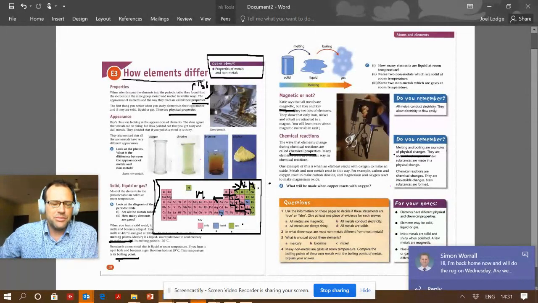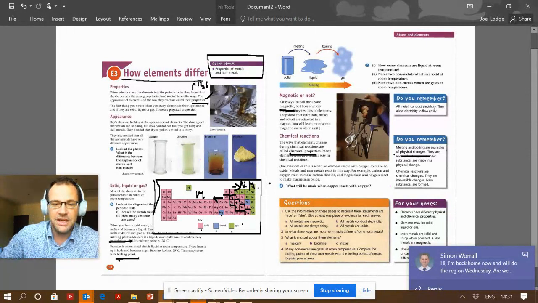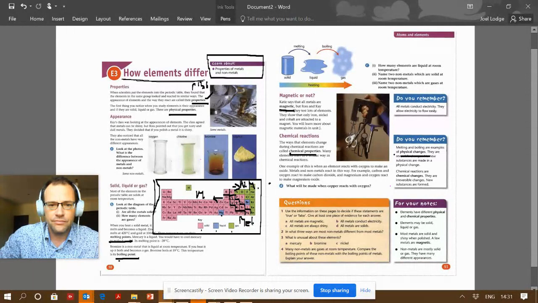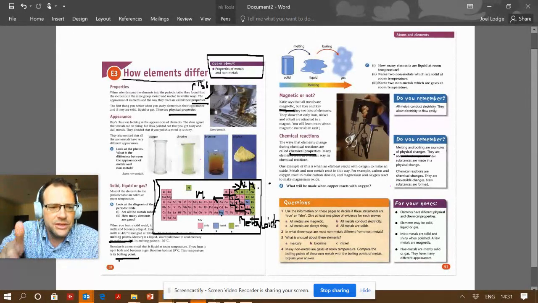What do we call these? These are both metals and non-metals. They share properties. So we actually call them metalloids in here. Hope you can read my writing. That's an O. Metalloids. M-E-T-A-L-L-O-I-D-S. Metalloids.